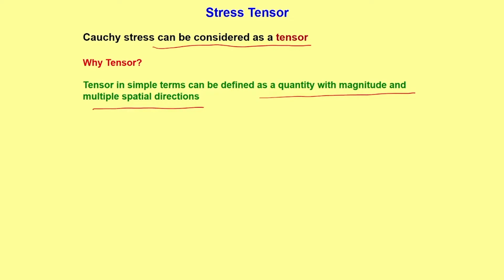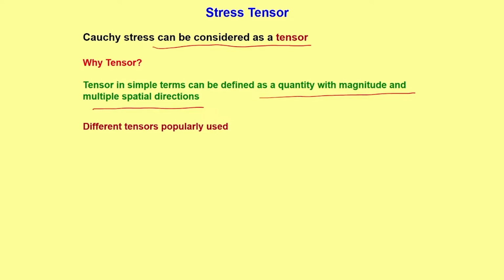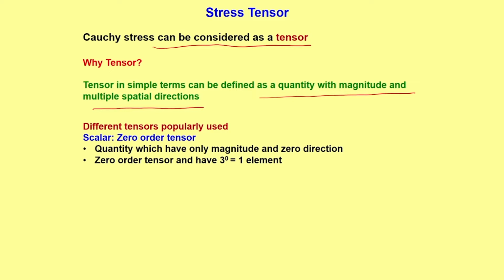So, possibly you will think, what is the difference between a tensor and a vector? Vector also has a magnitude and a direction, but we will see that a vector has magnitude and only one direction, whereas in the case of a tensor multiple directions are there. So, that is the essential difference, and tensor is a more general term, and the subsets of tensor are scalar, vector and any other tensor of higher order. So, different tensors which are popularly used are, yes, that is what I told.